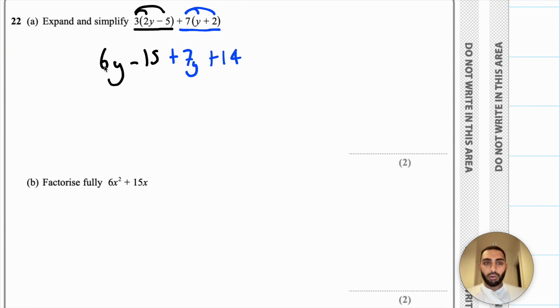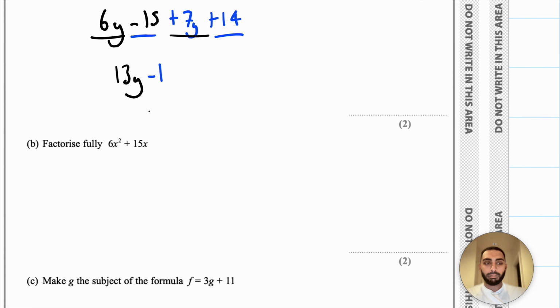So we're going to collect up all of our y's and all of our constants, our numbers on their own. So we're collecting up this 6y and this 7y. 6 add 7 is 13, so 13 lots of y. Then we've got -15 plus 14. Obviously, you can do all of this on your calculator, but if you can do it in your head, it's okay. So the final answer would be 13y - 1. You can't collect anything else up here, so that would be your final answer.